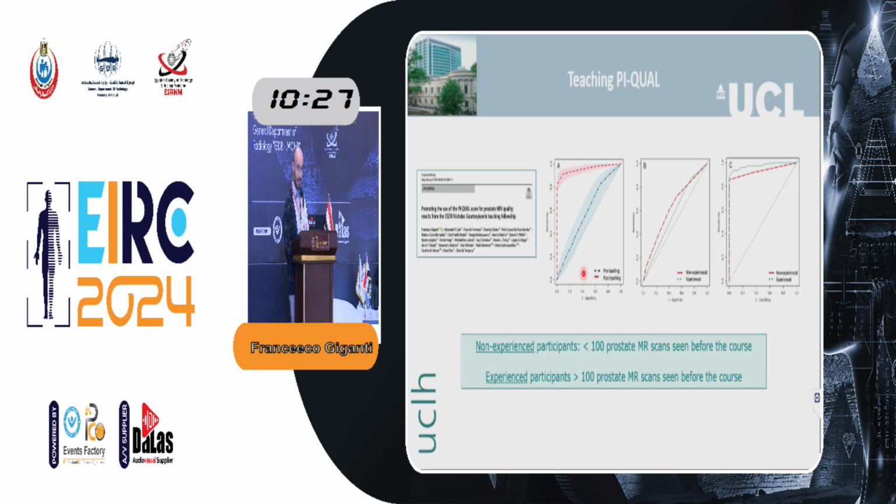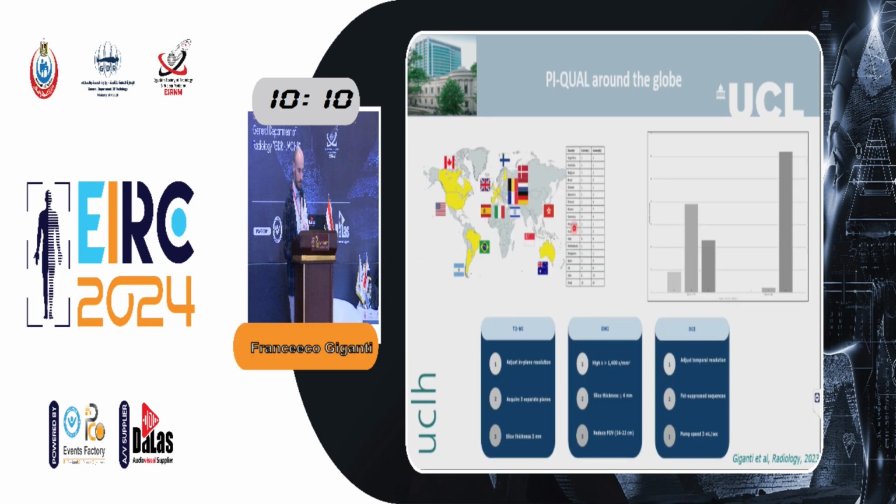We gave a teaching course to some attendees in Paris, and we saw an increase after teaching, the red curve. So basically there was an improvement on how to assess image quality using PI-QUAL from 0.59 area under the curve to 0.96 with a significant p-value.